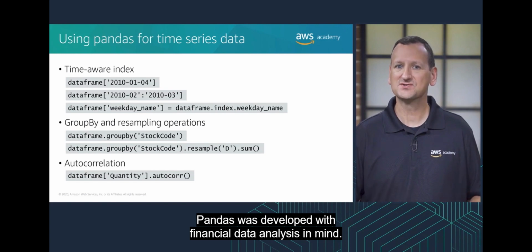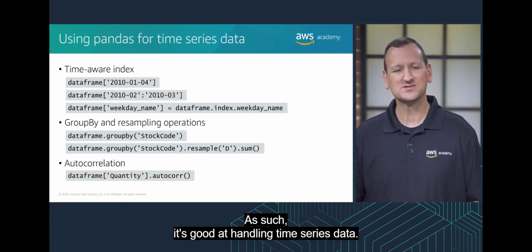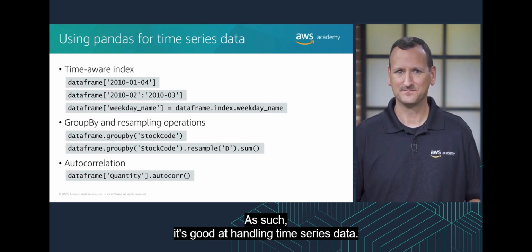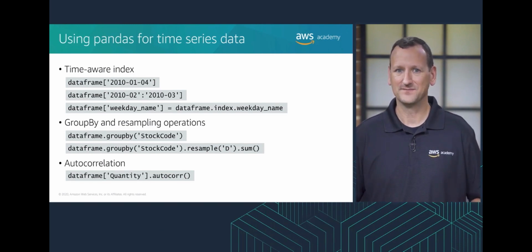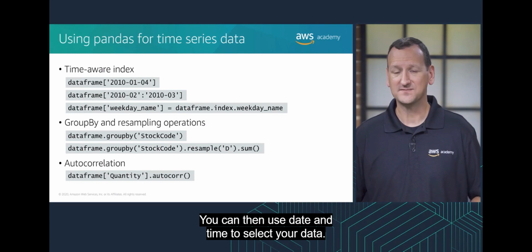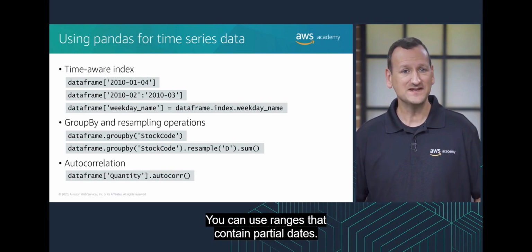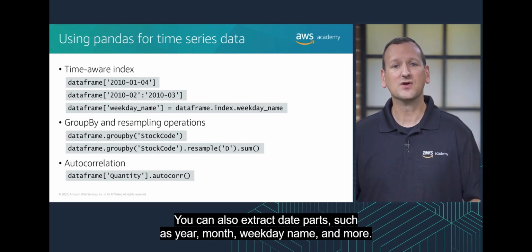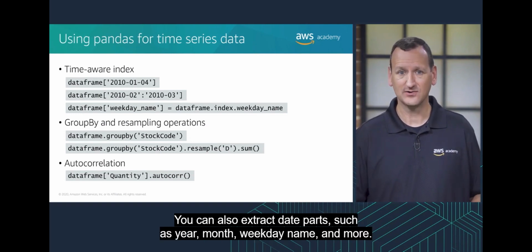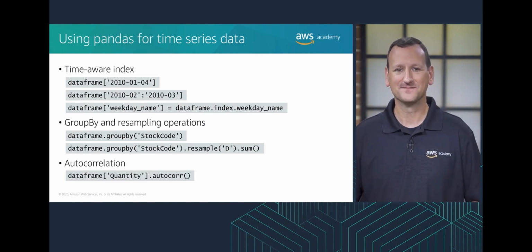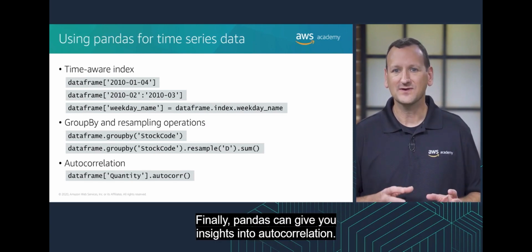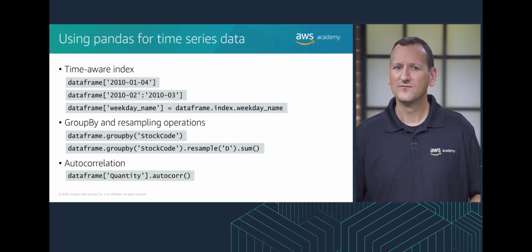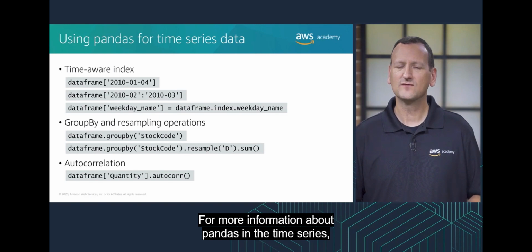Pandas was developed with financial data analysis in mind. As such, it's good at handling time series data. First, you can set the index for your pandas data frame to be a datetime. You can then use date and time to select your data. You can use ranges that contain partial dates. You can also extract date parts such as year, month, weekday name, and more. For grouping and resampling tasks, pandas has built-in functions to do both. Finally, pandas can give you insights into autocorrelation. For more information about pandas and the time series, refer to the pandas documentation.